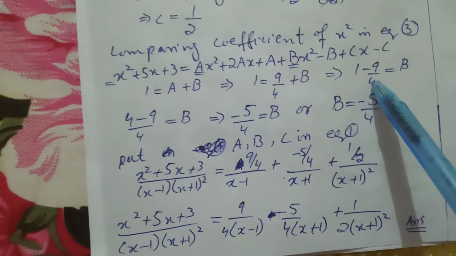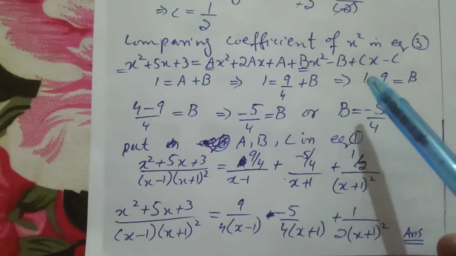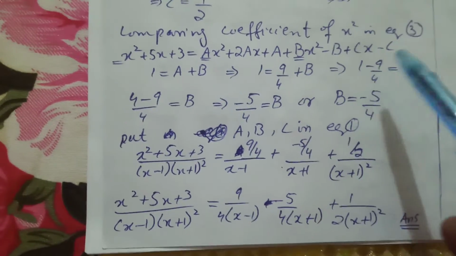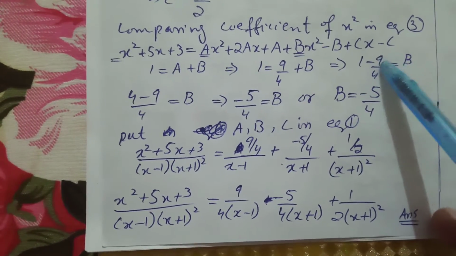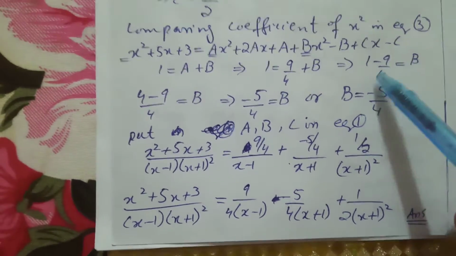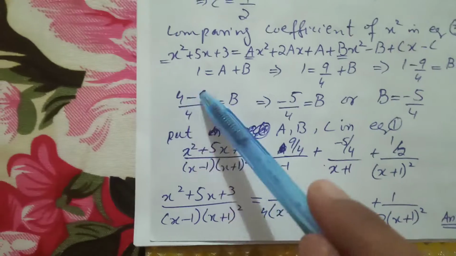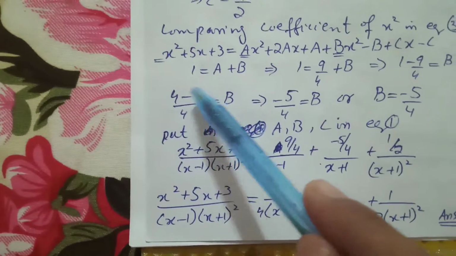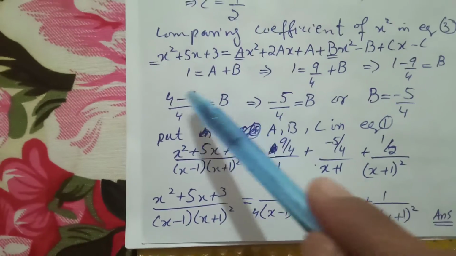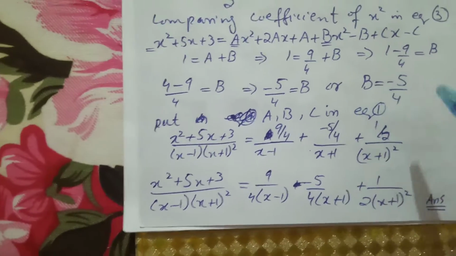Taking 4 as the LCM, we can write it in the denominator and multiply with this. So 4 ones are 4 minus 9, the denominators cancel each other and just minus 9 remains. So 4 minus 9 gives us 5 with the greater value's sign. So this is minus 5 by 4 equal to b, or b is equal to minus 5 by 4.